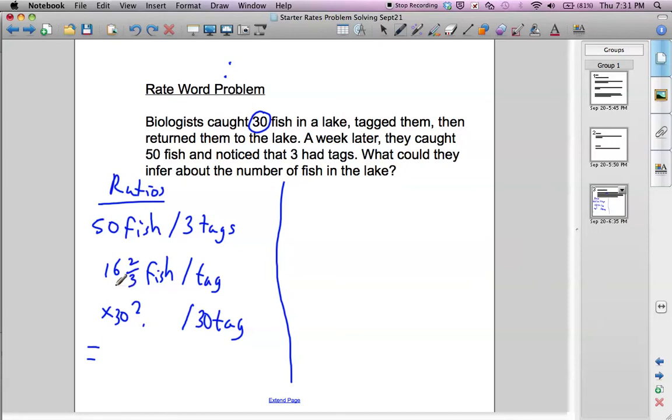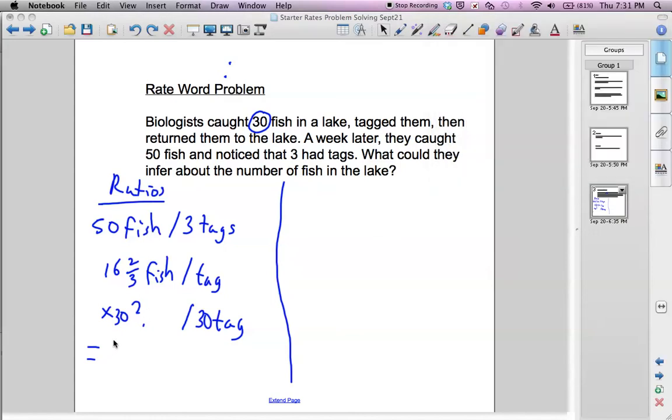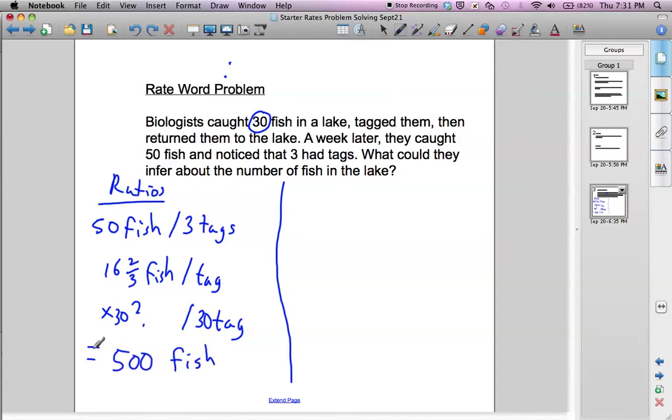16 2/3 times 30. We could do that without a calculator. It's quite possible, but we've got this number stored on our calculator right now. So we keep that number and just multiply by 30. And we get 500. So there are 500, or approximately 500 fish in total in the lake.